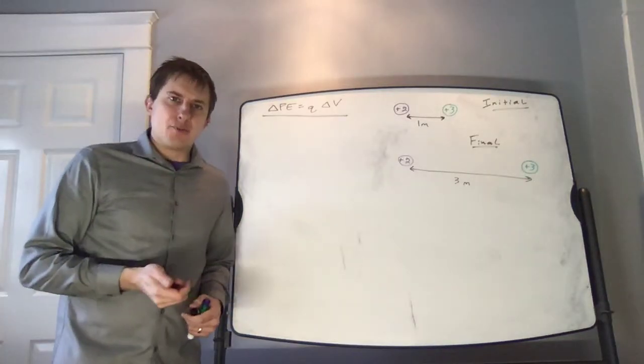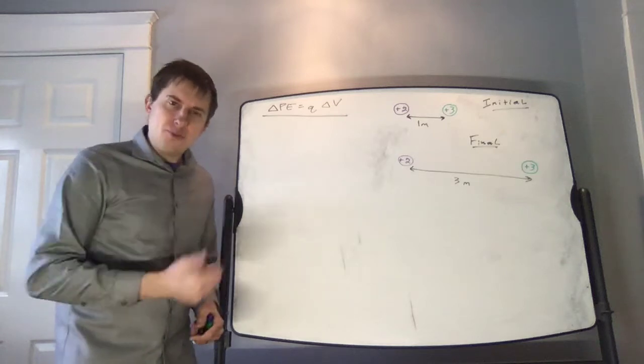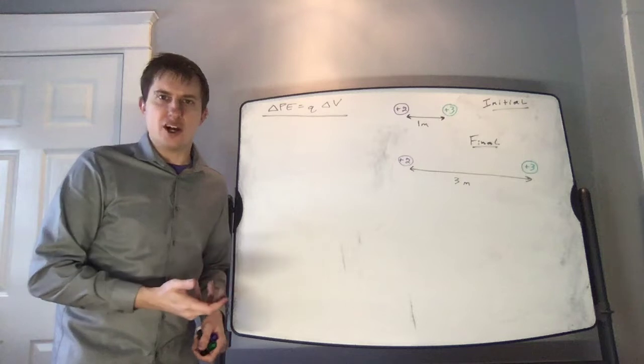In the first example problem, we are told that we have 2 point particles. The 2 point particles have electric charge of +2 and +3 coulombs.